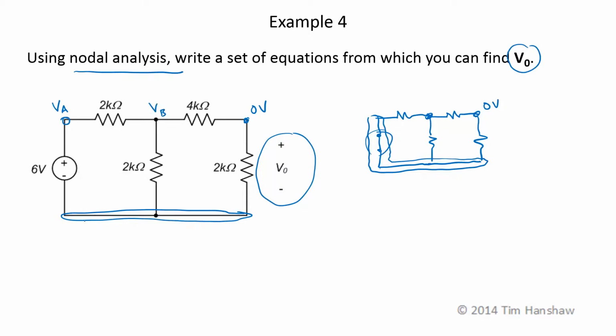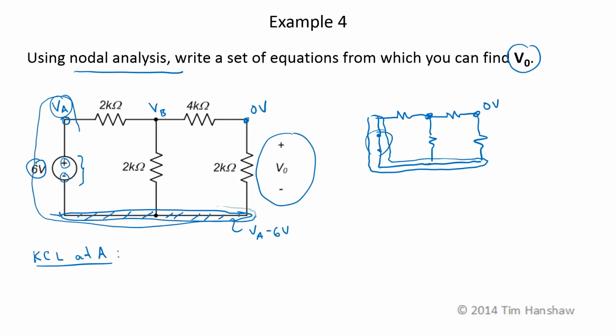Then I need to label the voltage at this dependent node. This voltage down here is going to be 6 volts below the voltage up here with this polarity. This is my plus, this is my minus, so this voltage here is VA minus 6 volts. Now I'll do KCL at A, and it's easiest to define A as this big supernode, because really there's only one unknown voltage here, VA. This voltage down here is known to be VA minus 6.